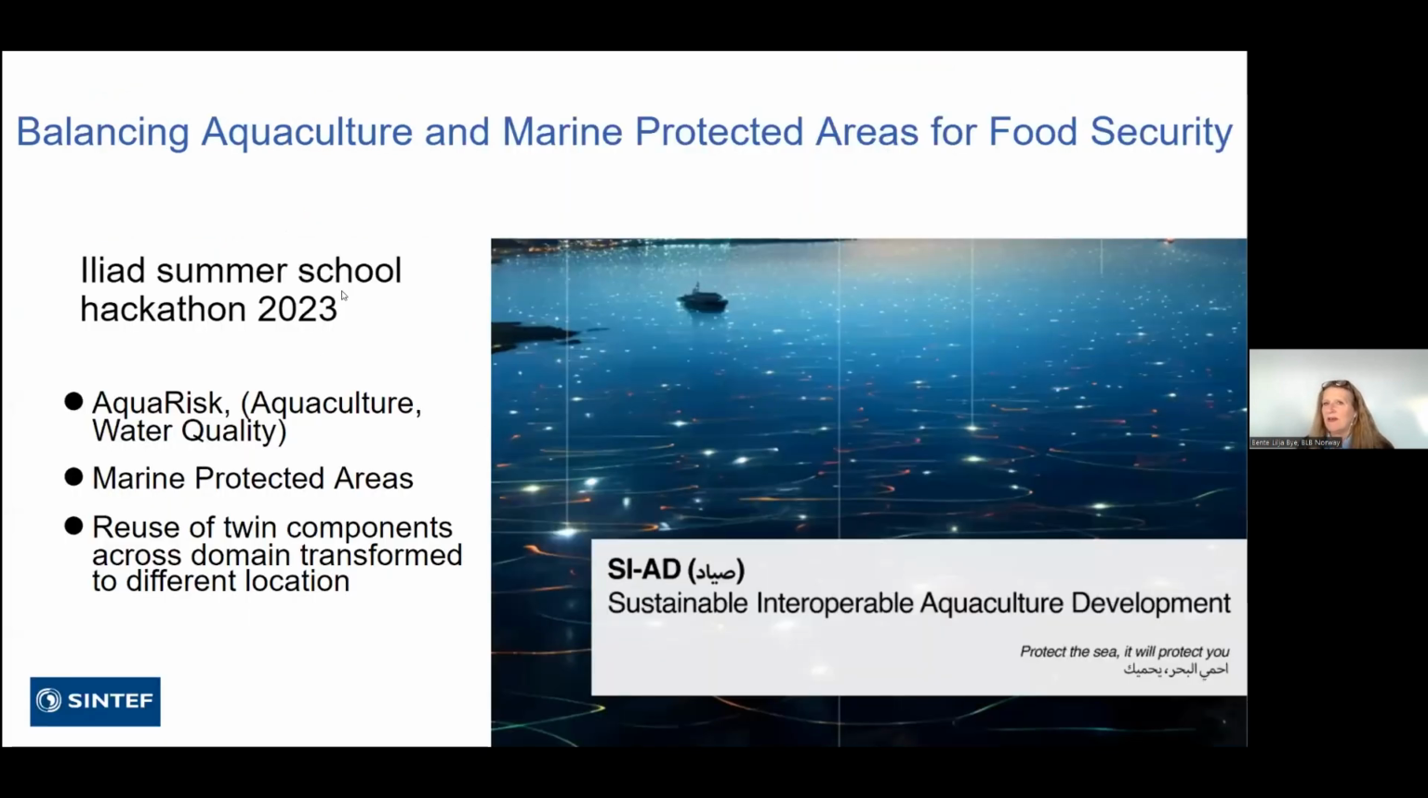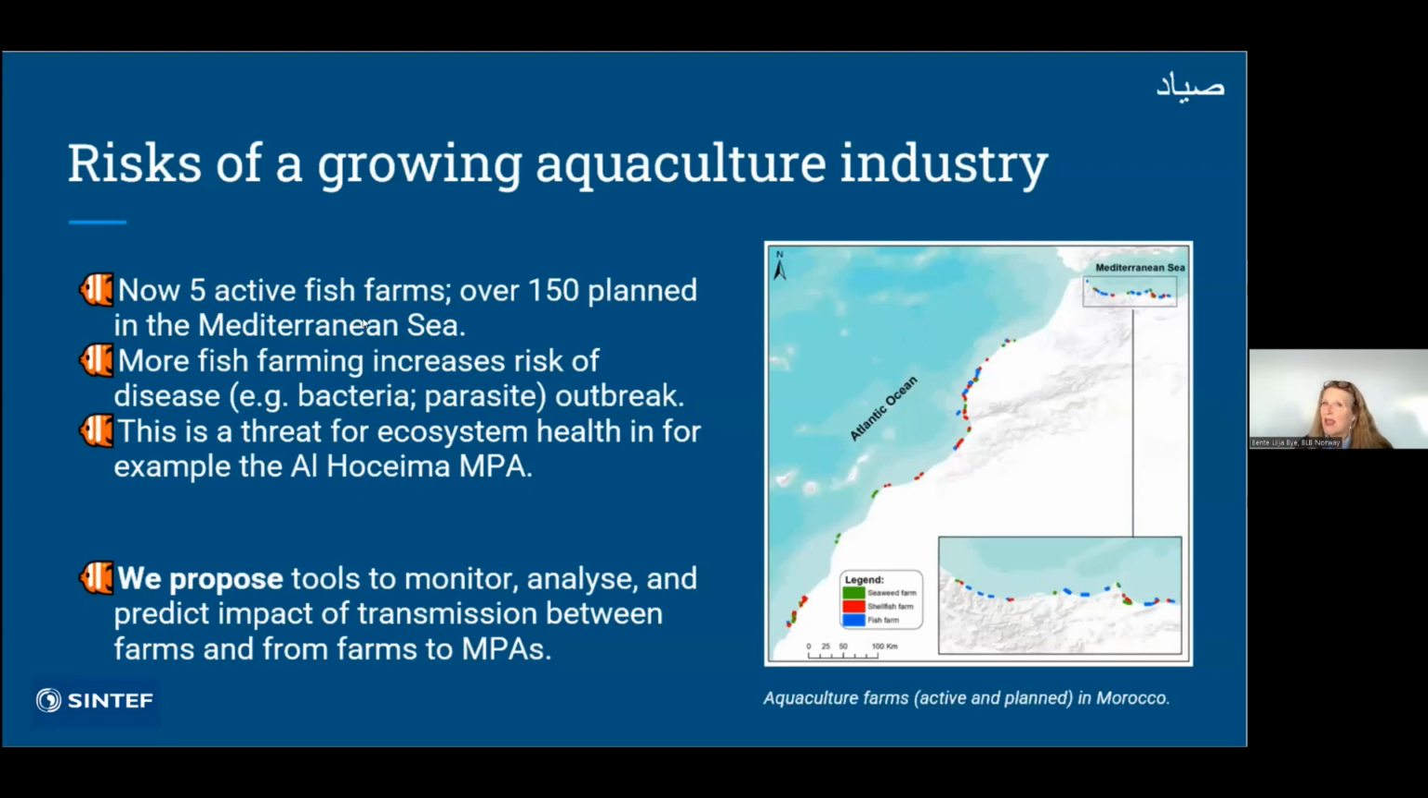So this was the framework around using some of the components of the pilots or the twins that we are building in Norway, to apply to the marine protected area and the situation in Morocco by reusing twin components across different domains and transforming them to different locations. It was a part of a hackathon in the Iliad Summer School, balancing aquaculture and marine protected area for food security. So they have a growing business or industry on aqua farms.